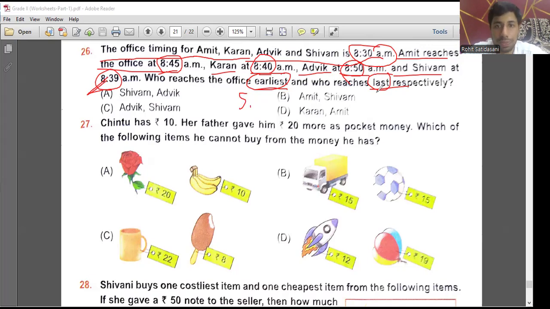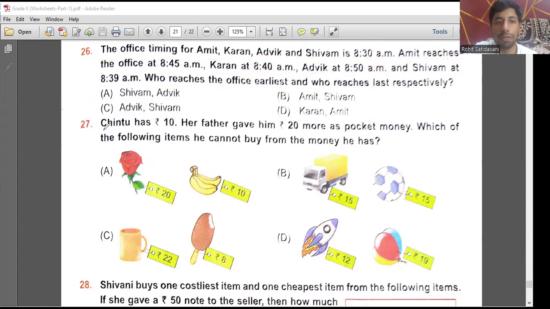And who is reaching the last here? 8:30 is the time, 8:45, 8:40, 8:50. Advik is reaching last. He's a very lazy boy, I think. All right. So Shivam is reaching early, Advik is reaching late. So A is the correct option.